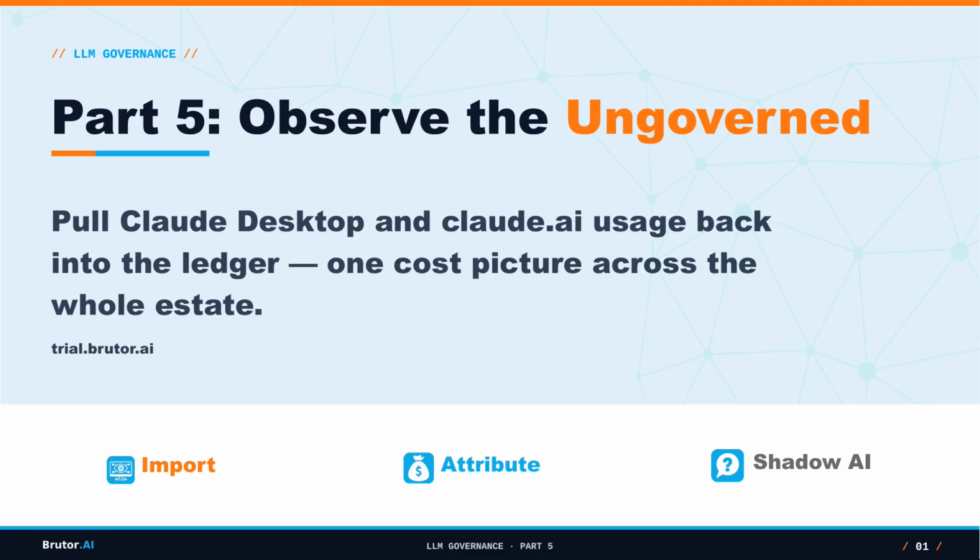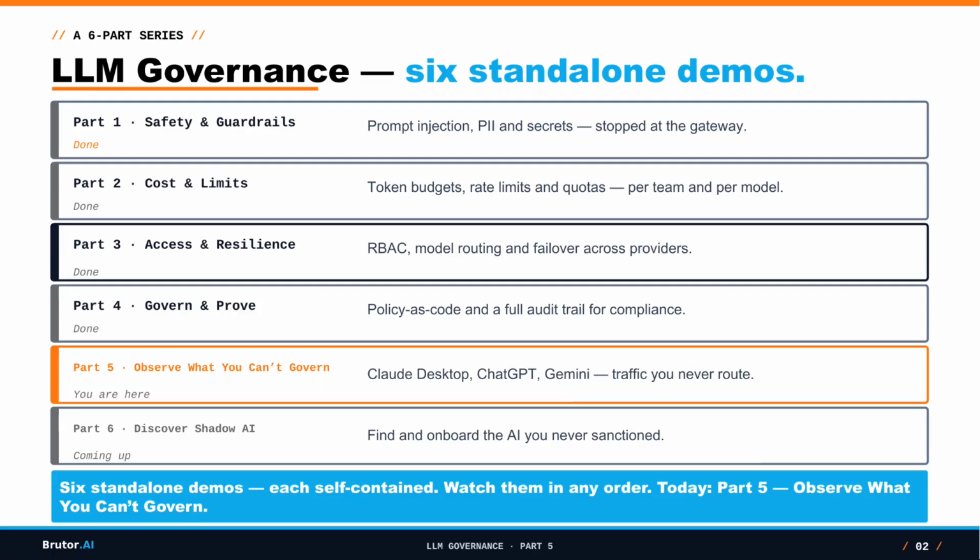Brutor LLM Governance, Part 5. Observe the ungoverned. We've made the programmatic surface safe, predictable, and access-controlled, and proved every control ran. Now the honest part: the AI traffic you don't route, and how a gateway still gives you one cost picture across the whole estate. Part 5 of the 6-part series, and you can watch them in any order.